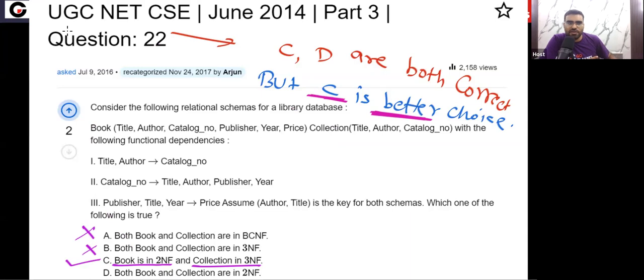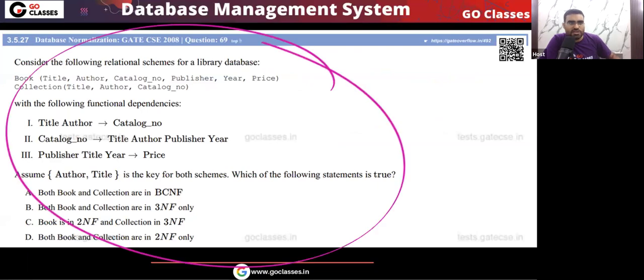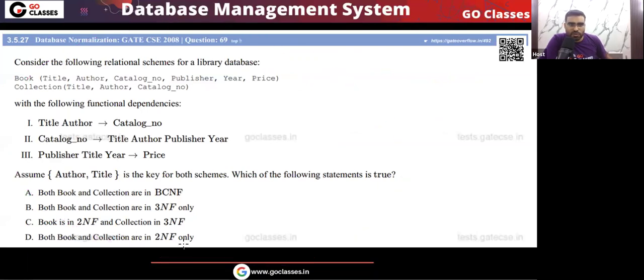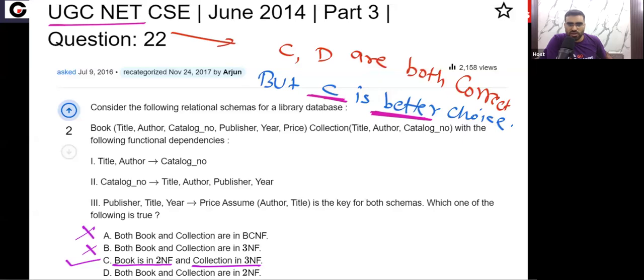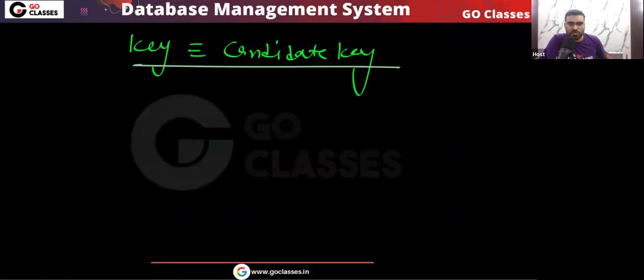ओके, तो एनीवे, दिस इज द प्रॉब्लम विद PSU एंड गवर्नमेंट एग्जाम क्वेश्चंस. But if you are attempting this question, then remember C is the better choice. But for this GATE exam question, there is no ambiguity. The answer will be option C, and option D is wrong because of the word only. Okay, so I hope you understood this. Let's move on.